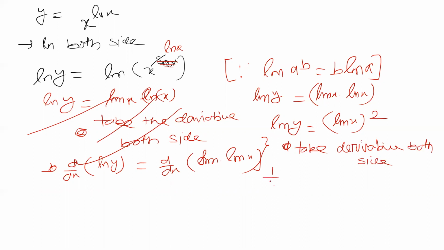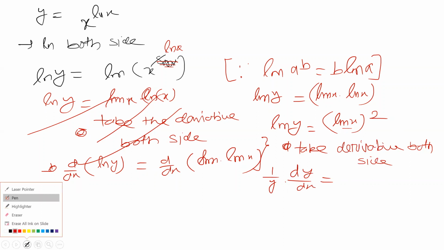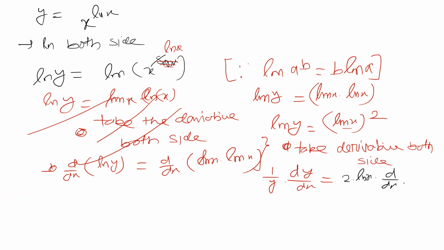Then 1 by y into derivative dy by dx. Here we apply the chain rule. First ln x, we assume the whole x. Then whole x square, you will get 2 into ln x into derivative of ln x. Then dy by dx is equal to 2 ln x into derivative 1 by x. Then ln x by x.